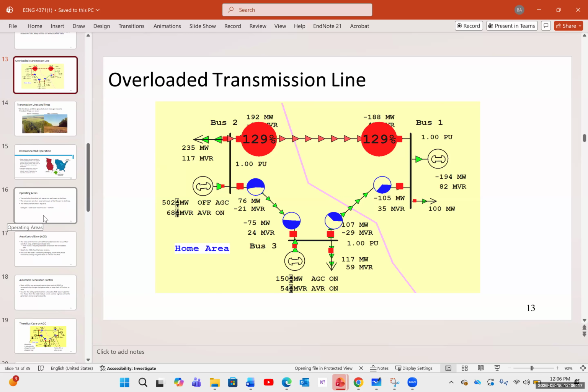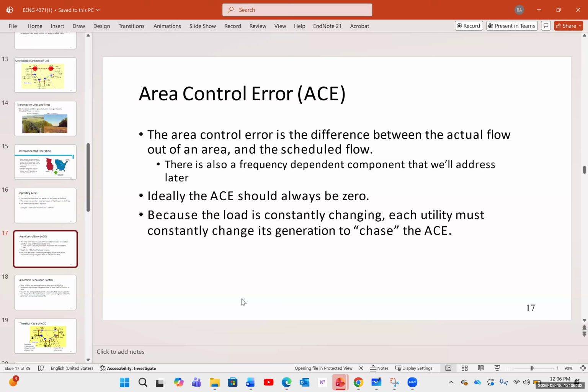Now, we have the area control error, or ACE. The area control error is the difference between the actual flow out of an area and the scheduled flow. There is also a frequency dependent component that we'll address later. Ideally, the ACE should always be 0, but because the load is constantly changing, each utility must constantly change its generation to chase the ACE.